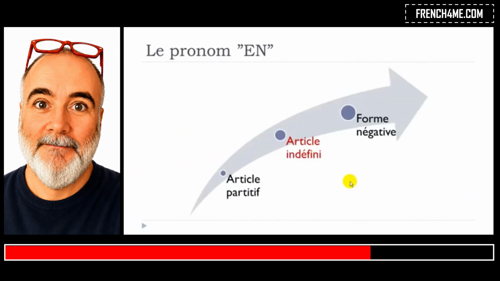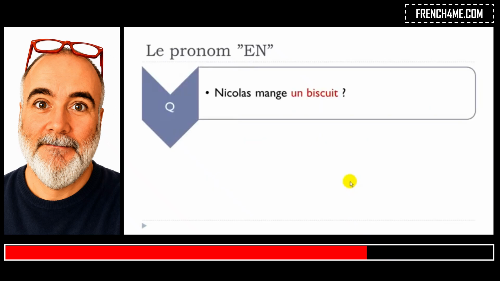Second structure, if you want to use le pronom en instead of an article indéfini. So let's see how it goes. In that case, you know, you've got a question. Nicolas mange un biscuit. So it's quite interesting because the difference between what we had previously with this partitif, some, when you use this partitive form, you don't really give any information regarding the quantity. In that case, you use un, so that's clear, it's only one. Okay? Nicolas mange un biscuit.